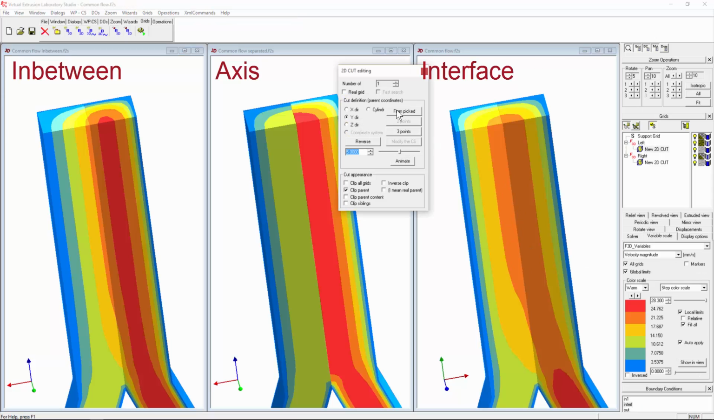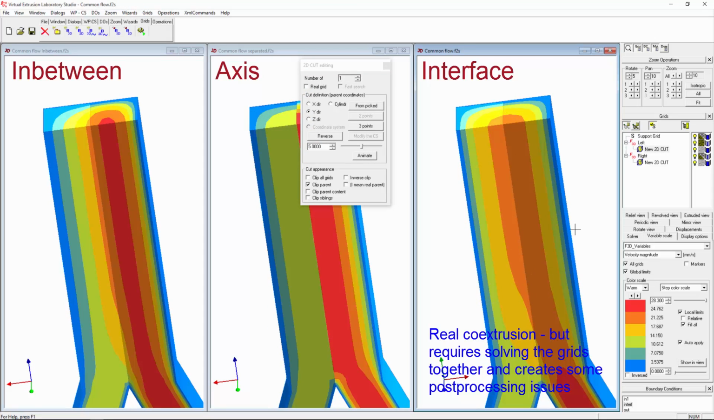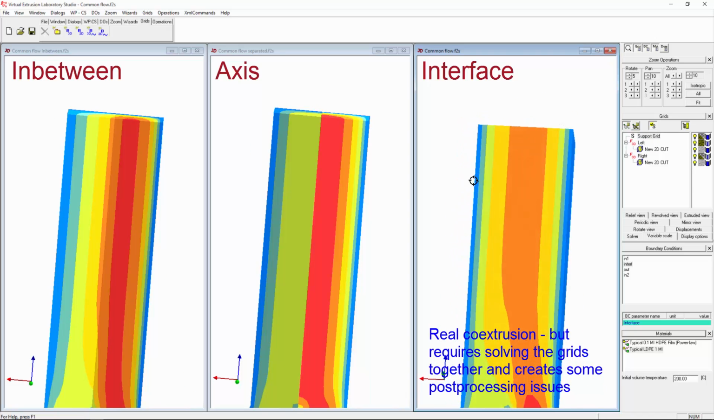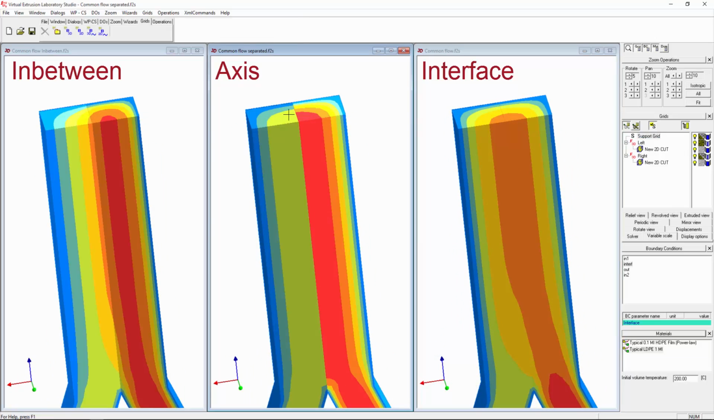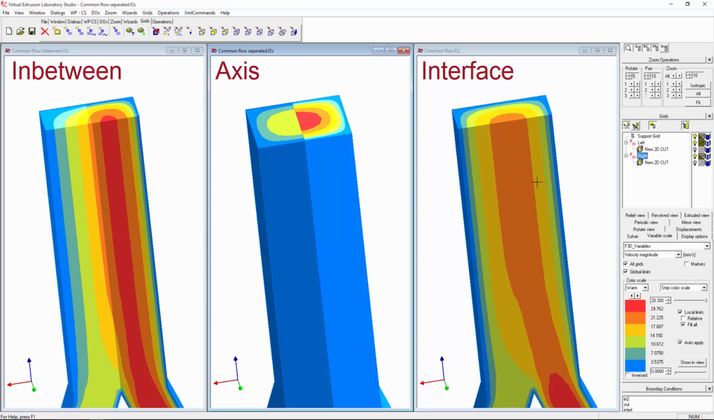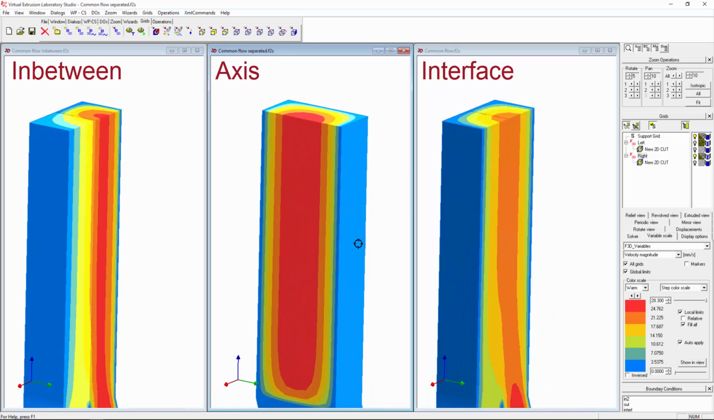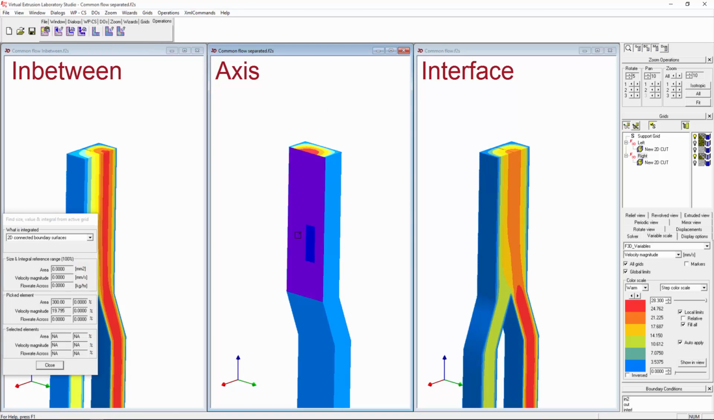Now, only in this case where we have really the interface boundary condition, we see that the polymer is crossing that boundary, the center is moving to the middle, and we really have a full coextrusion case. Now, also, if you would go to one of these boundaries and say, I would like to integrate how much material goes across that boundary, no flow rate across at all. There's 0.